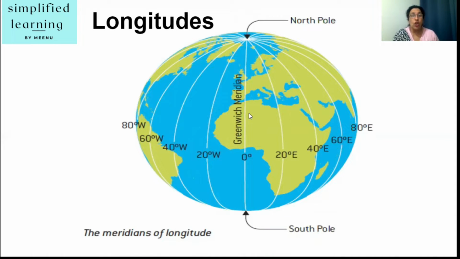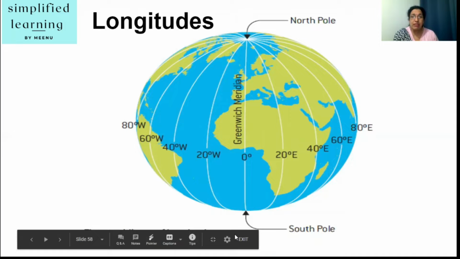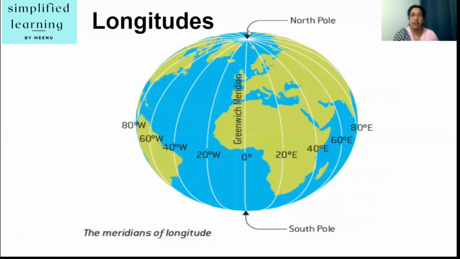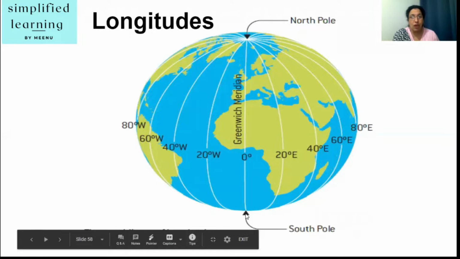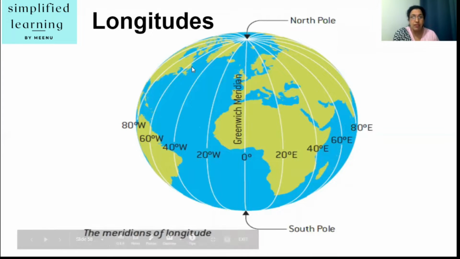Now let's talk about longitudes. Now you can see these vertical lines. They are in the form of semicircles because all the longitudes meet at the North Pole and they meet at the South Pole. So longitudes are vertical north-south lines that run from pole to pole. All longitudes are semicircles of the same length. We can have a very good example in the form of an orange or a basketball, where you can see these semicircles throughout the ball or fruit. Two opposite longitudes form a complete circle.